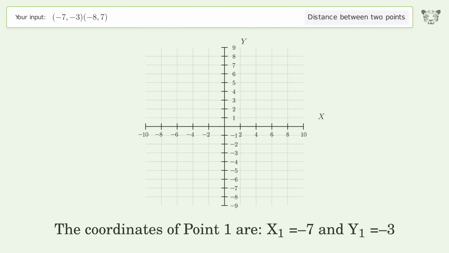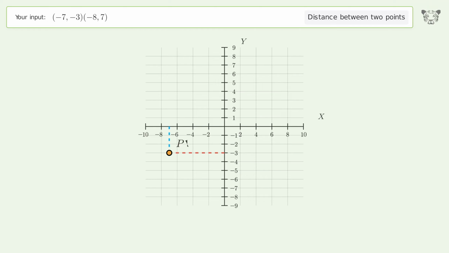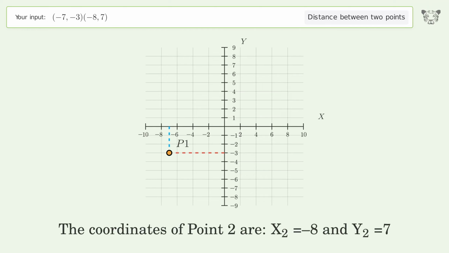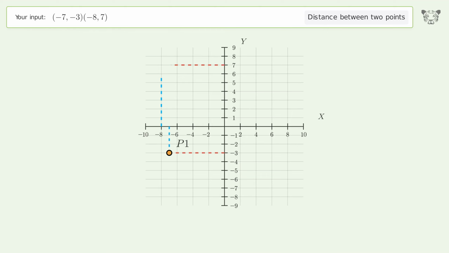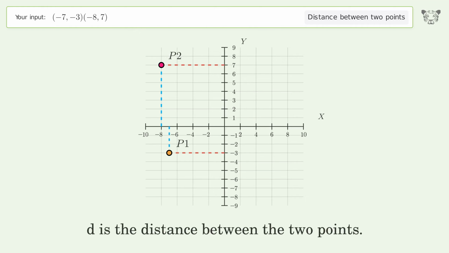The coordinates of point 1 are x1 equals -7 and y1 equals -3. The coordinates of point 2 are x2 equals -8 and y2 equals 7. D is the distance between the 2 points.